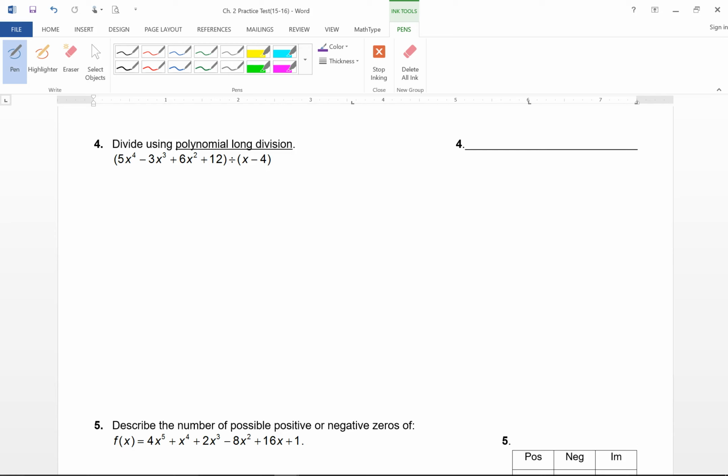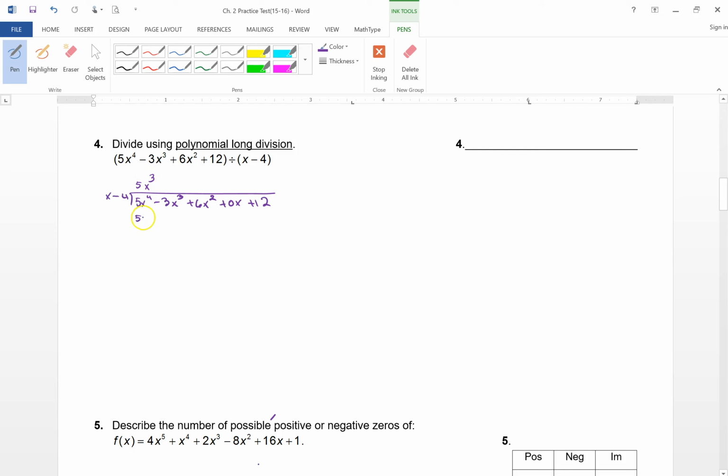Okay? All right. So here we have x minus 4. 5x to the 4, 3, 2. We're missing the x term. So here we have 5x to the 4 minus 3x cubed plus 6x squared plus 0x plus 12. 5x to the 4 over x, you get 5x cubed. You multiply everything by 5x cubed, you get 5x to the 4 minus 20x cubed.